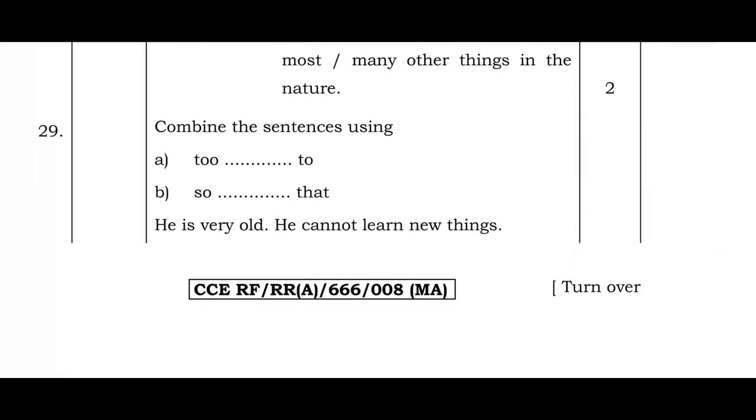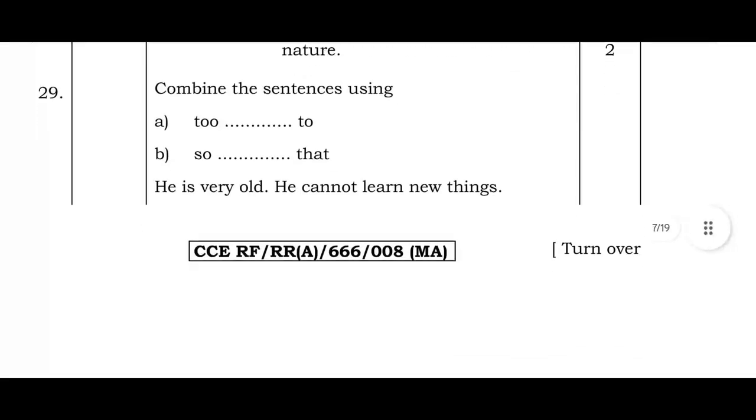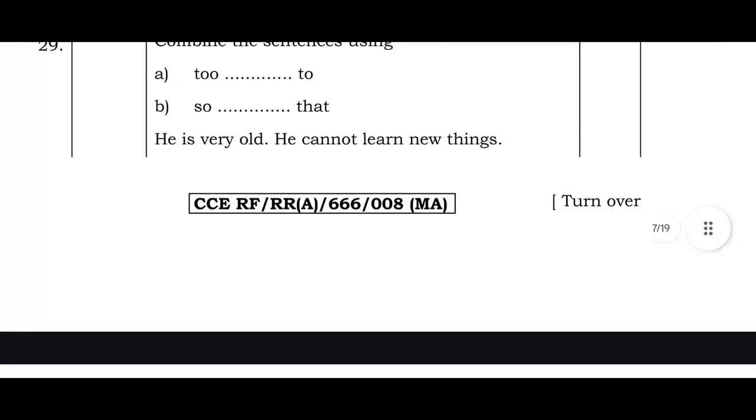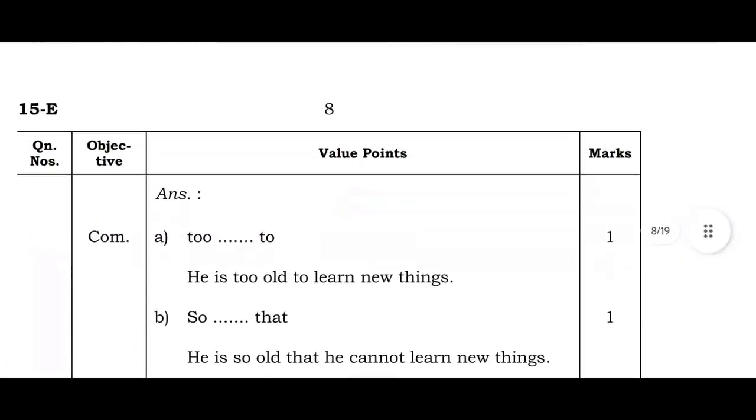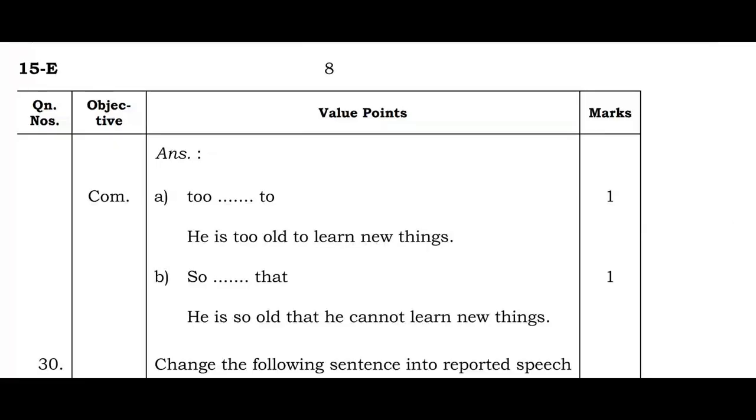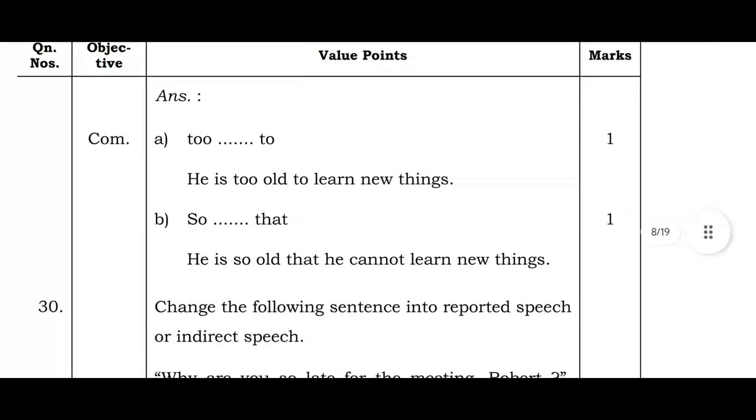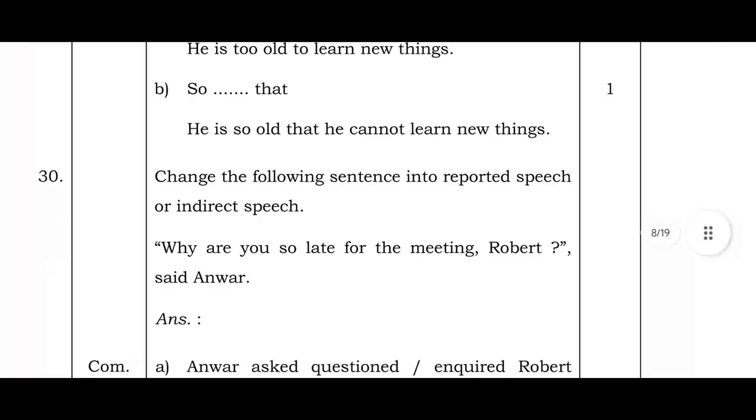Combine the sentences using 'too to' and 'so that'. He is very old. He cannot learn new things. He is too old to learn new things. He is so old that he cannot learn new things.